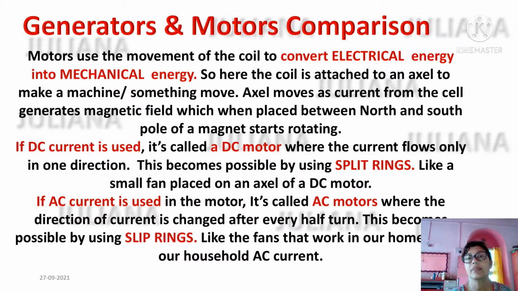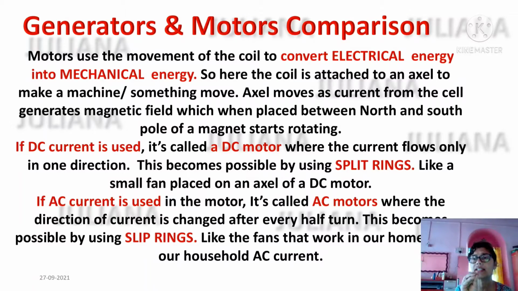Now, what is the difference between motors and generators? Motors use the movement of the coil to convert electrical energy into mechanical energy. There we use a battery or a cell, so electric energy passes through the coil. The coil behaves as a magnet. This coil, behaving like a magnet, is placed in the presence of another magnet, and therefore it starts rotating, it starts moving. So we have converted electrical energy into mechanical energy.